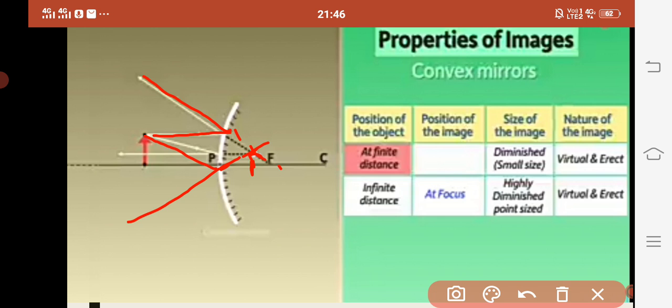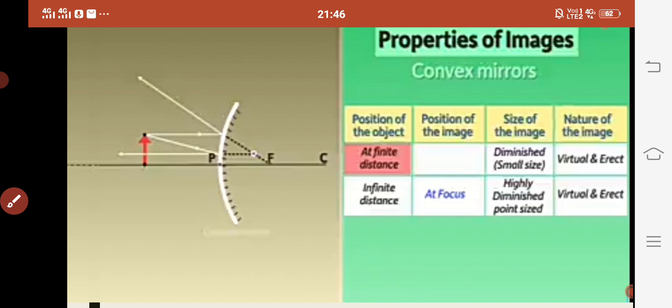And if we compare the size of the image, we will see that the size of the image is smaller than that of the object. The height or the size is always taken with respect to the principal axis, and since the image is formed behind the mirror, it is virtual and erect.